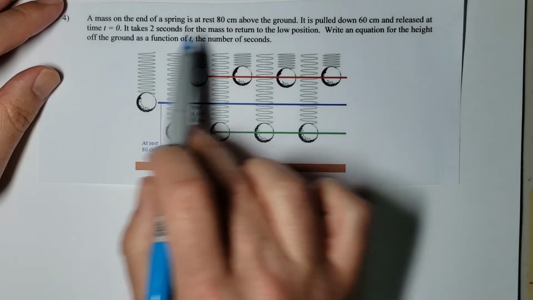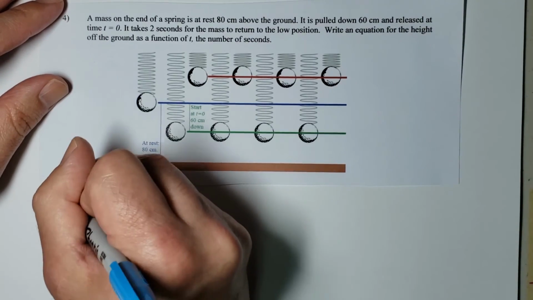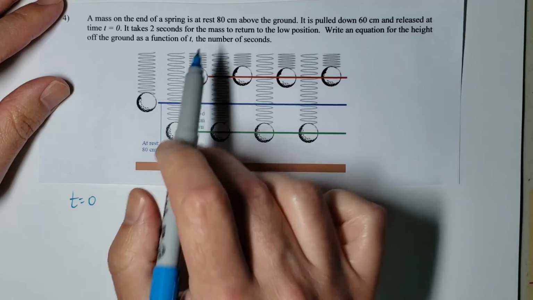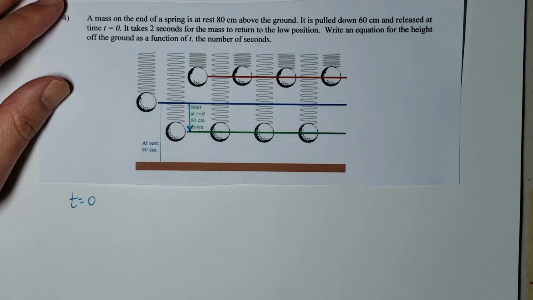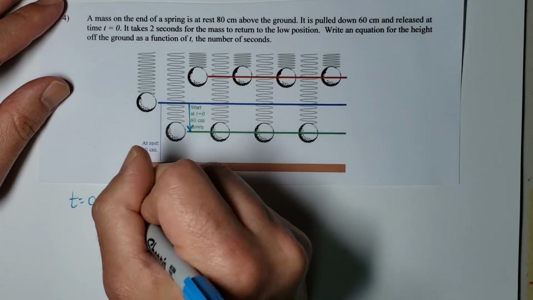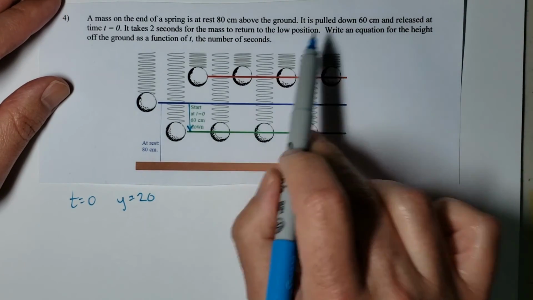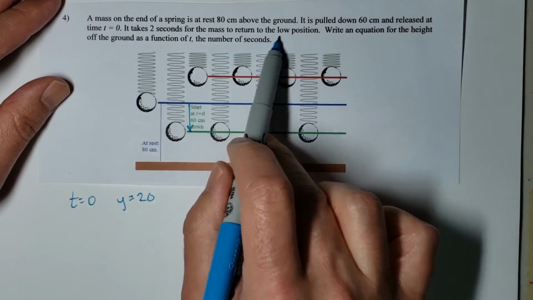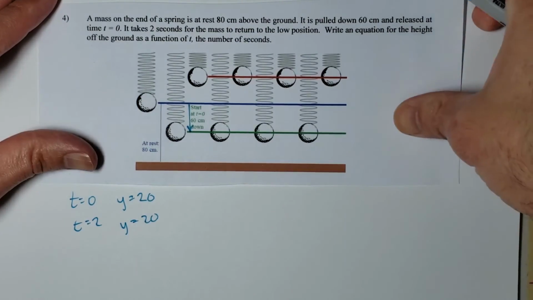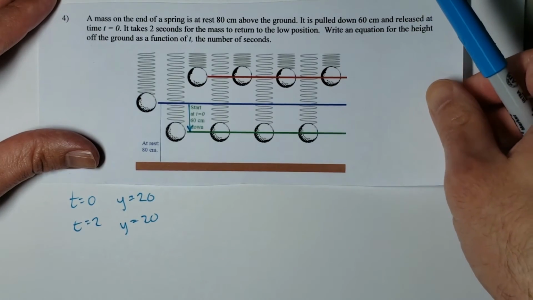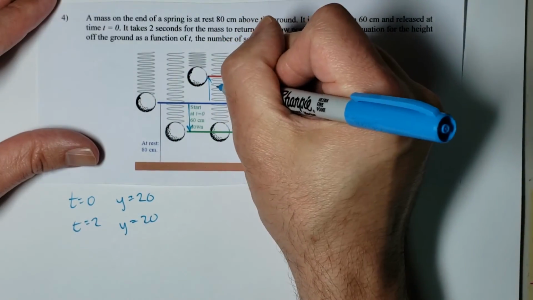Okay, so it's pulled down 60 centimeters and released at time 0. Normally it's here, but at time 0 it's been moved down 60 centimeters from 80, so y is now at 20. Then when released, it takes 2 seconds for the mass to return to the low position. So at time 2, it's back down to its low position.